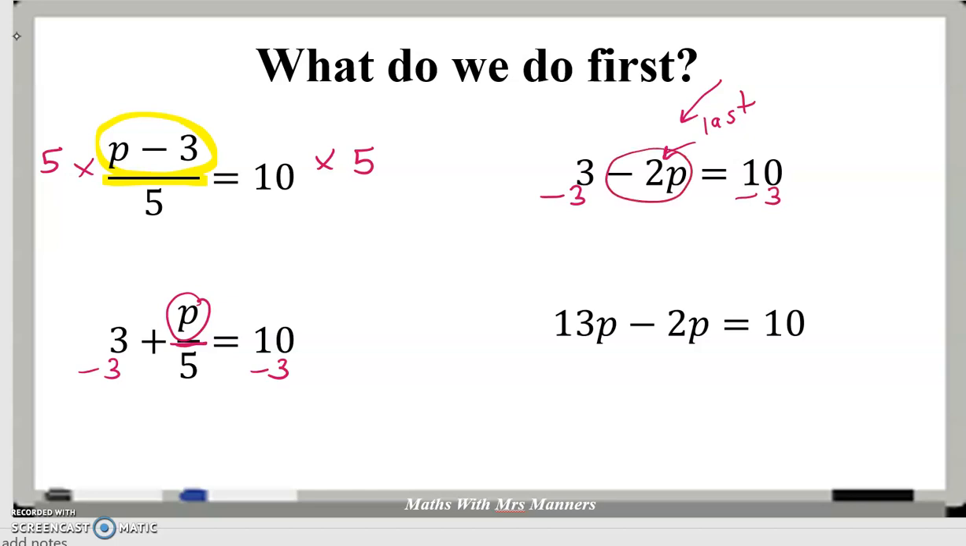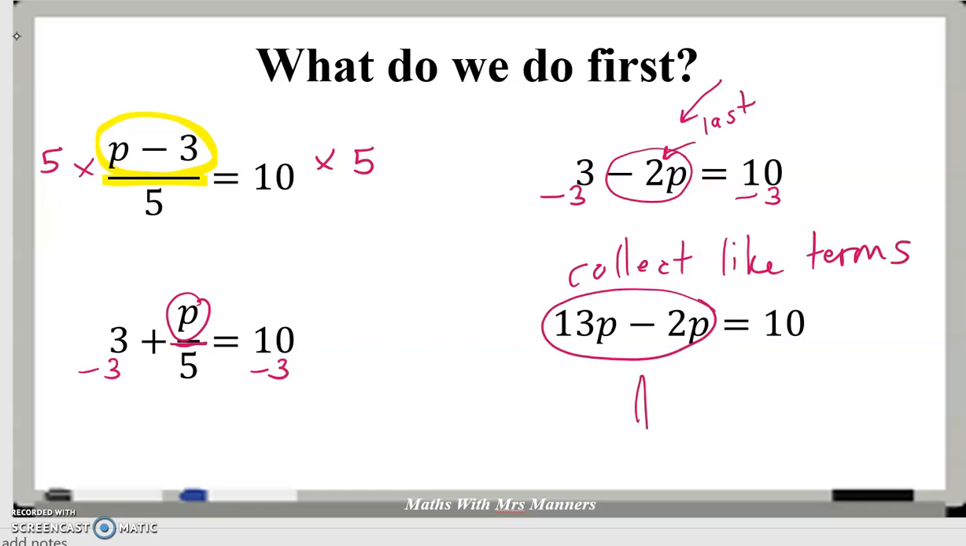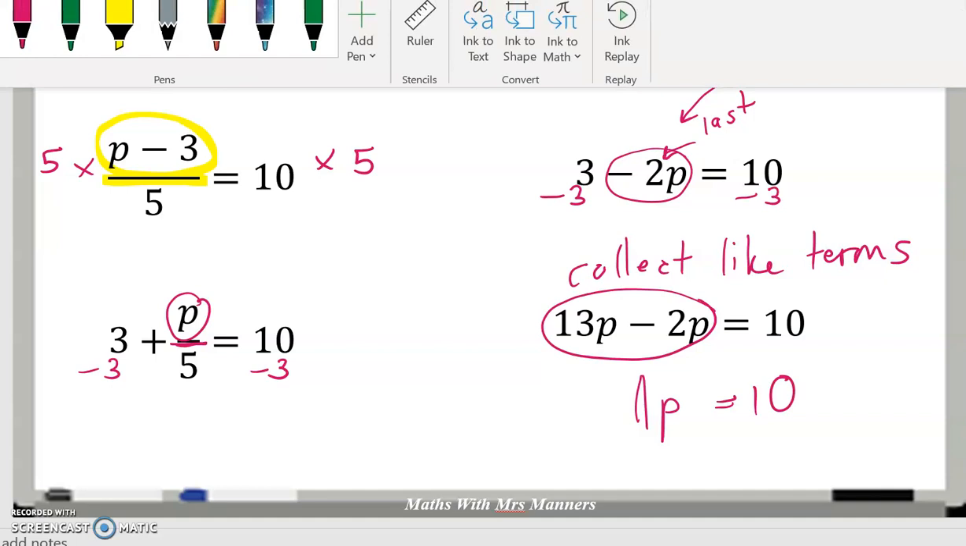Now, this one's an equation that we actually haven't looked at, and I wonder how many students will know what to do here. What I would do here is I wouldn't even apply inverse operations. I would actually collect like terms, because 13p and 2p are like terms. So I would collect like terms first, giving me 11p equals 10, and that would be the very first thing I would do with this equation.